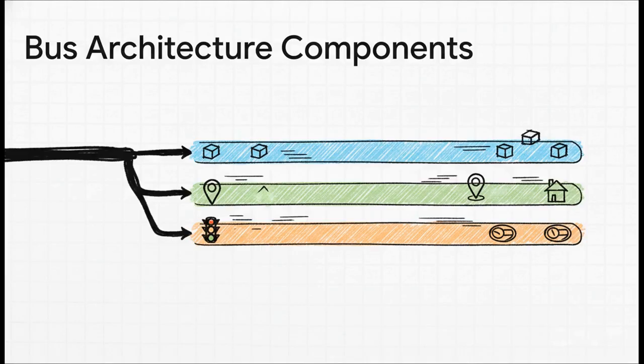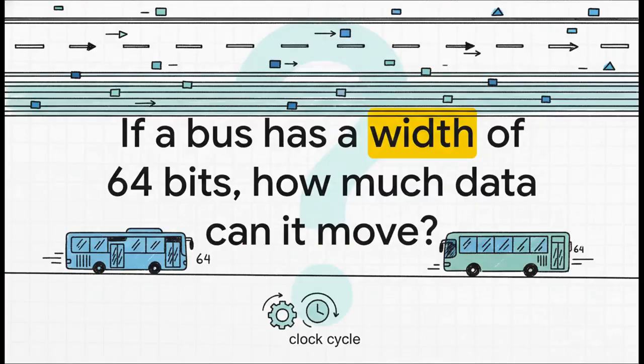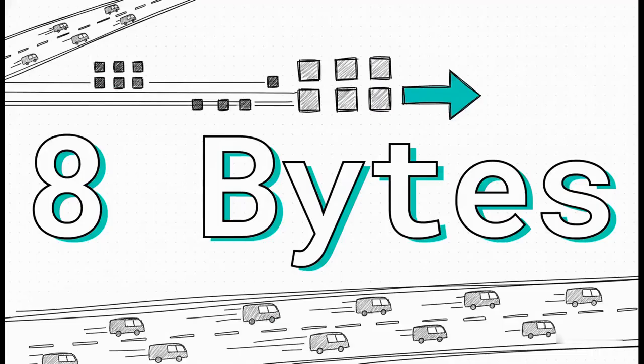Let's break them down. But first, a quick pop quiz for you. We talk about the width of a bus, which is just like the number of lanes on a highway. So if your computer has a bus that's 64 bits wide, how much actual data can it move in a single pass? And the answer is 8 bytes. It's simple math, really. There are 8 bits in a byte, so you just divide 64 by 8. The big takeaway here is that a wider bus means more data can move at the exact same time. It's just like a wider highway lets more cars through, which means less traffic and better performance.